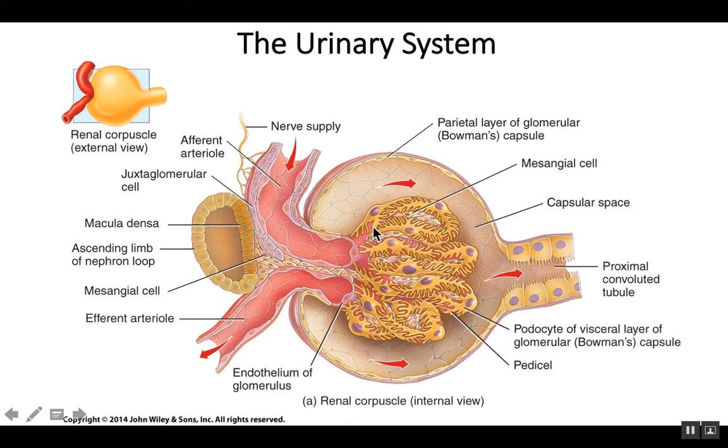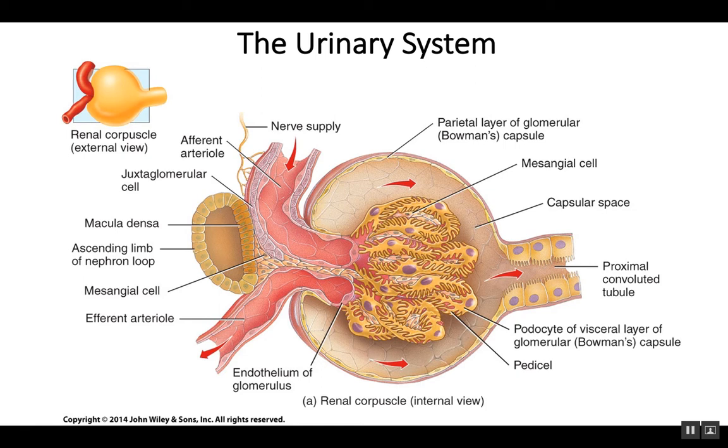You'll notice that on the glomerulus there are some cells called podocytes. Podo means foot, cyte means cells, because they have little feet. They're called pedicels. That forms part of the filtration apparatus, if you will. There are also some other cells in there, the mesangial cells. They're going to help regulate filtration. Filtration has to be tightly regulated.